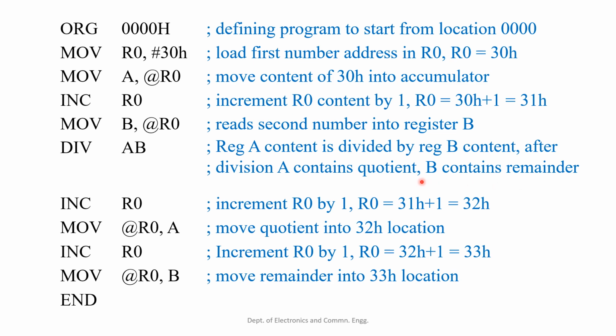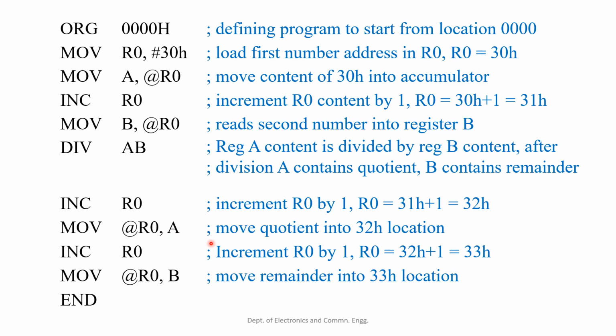We need to store these two values, the quotient and the remainder, to the memory location. Therefore, I am again incrementing R0. Now R0 will be pointing to memory location 32H. Store the quotient to the memory pointed by R0: MOV @R0, A.